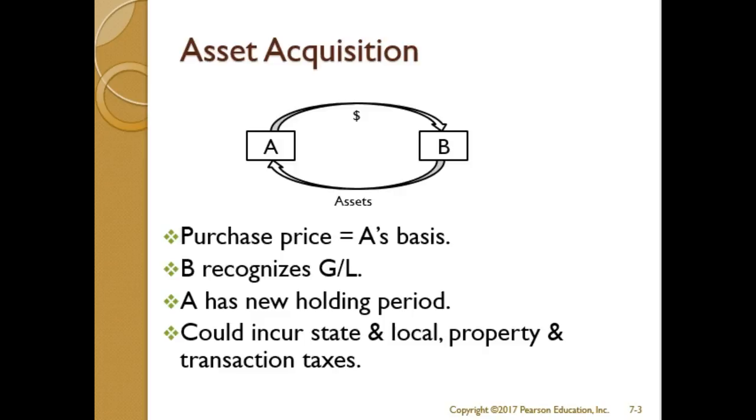And this could mean that corporation B recognizes or incurs state, local property and transaction taxes, such as if they sell a car, then the DMV will take in the sales tax from the sale of that car. So when you purchase stock, there is no sales tax.